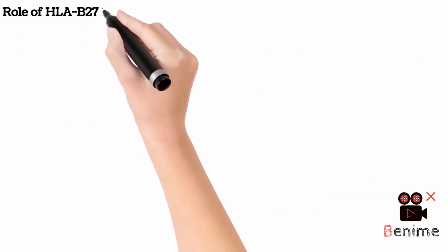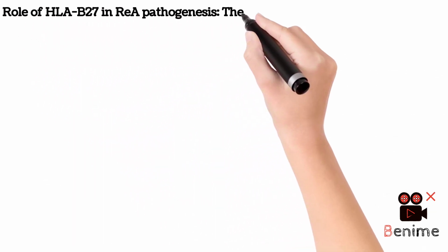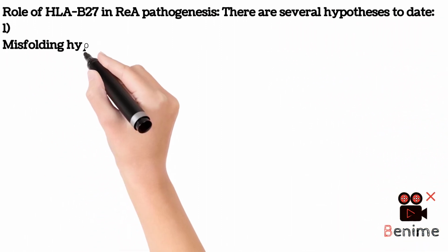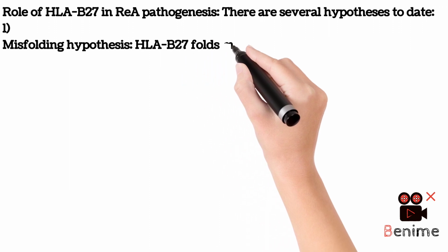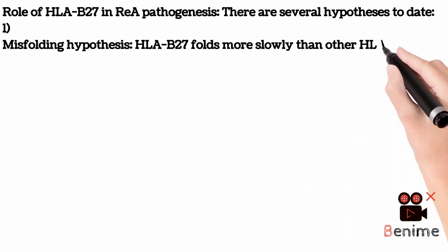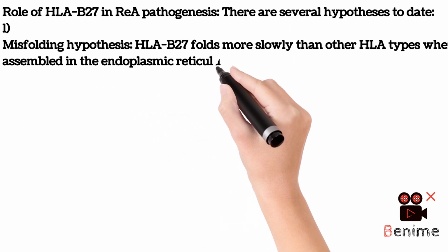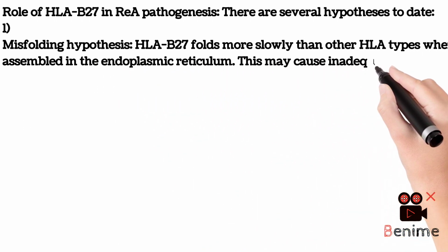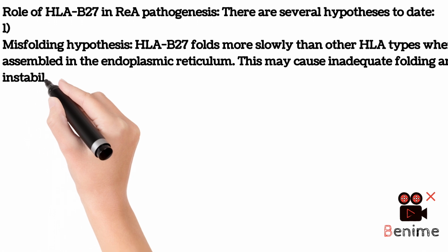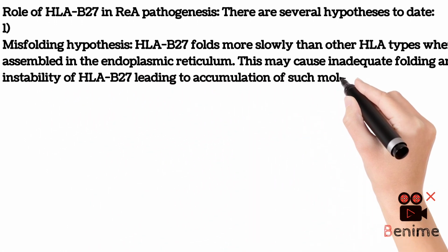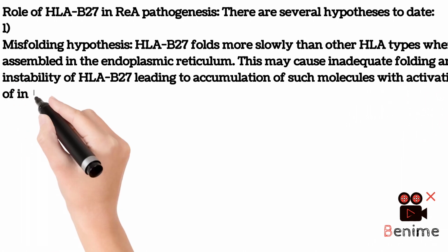Role of HLA-B27 in reactive arthritis pathogenesis. There are several hypotheses to date. 1. Misfolding hypothesis. HLA-B27 folds more slowly than other HLA types when assembled in the endoplasmic reticulum. This may cause inadequate folding and instability of HLA-B27, leading to accumulation of such molecules with activation of inflammatory processes.